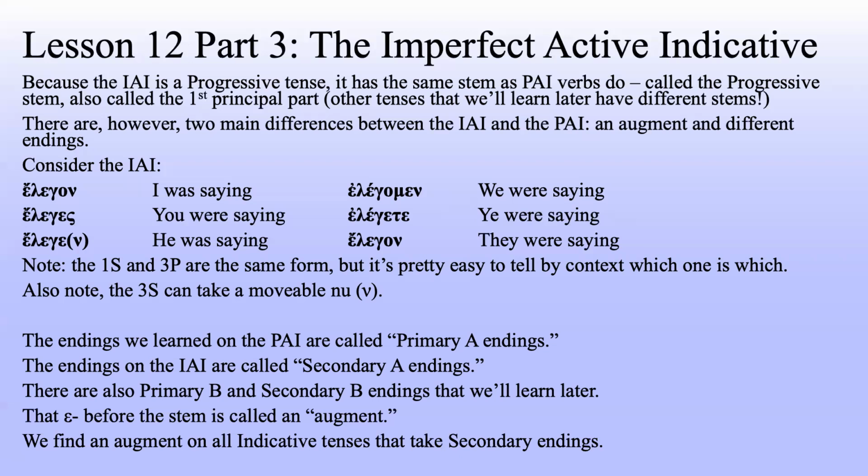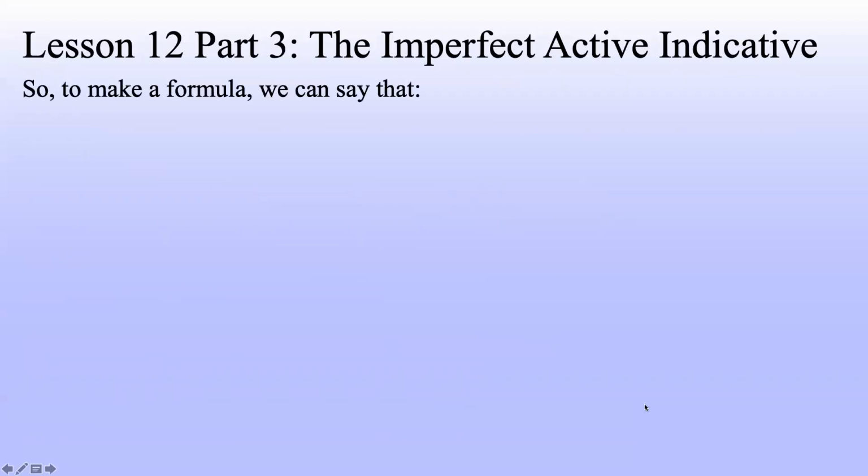So they take an augment and they take secondary endings. Those three things go together: past tense, secondary endings, augment. Now, they only get an augment in the indicative, technically in the indicative mood. We won't learn any more moods until like the middle of Greek 2, but just so you have that in the back of your mind, this only happens with indicatives. It doesn't happen with imperatives when you're giving a command, or subjunctives when you're talking about like an if statement. They don't show up there.